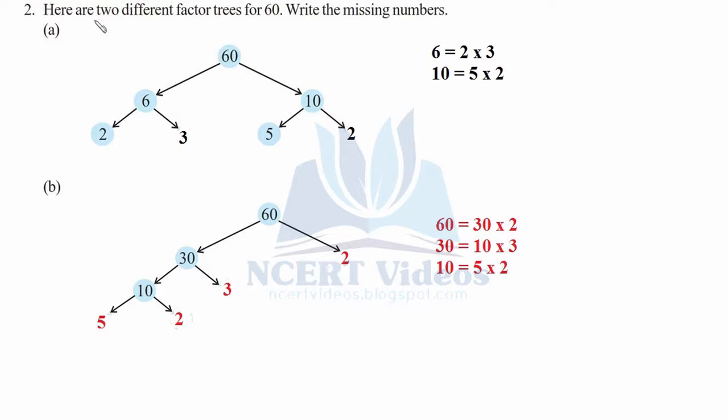Second, here are two different factor trees for 60. Write the missing numbers. So this is an easy one. Here 60 can be written as 6 into 10 and 6 can be written as 2 into 3. Therefore we have written 3, and 10 can be written as 5 into 2. And in another tree 60 is 30 into 2. Therefore we write 2. 30 is a product of 10 into 3. Therefore we write 3, and 10 can be written as 5 into 2. So that was your question second.